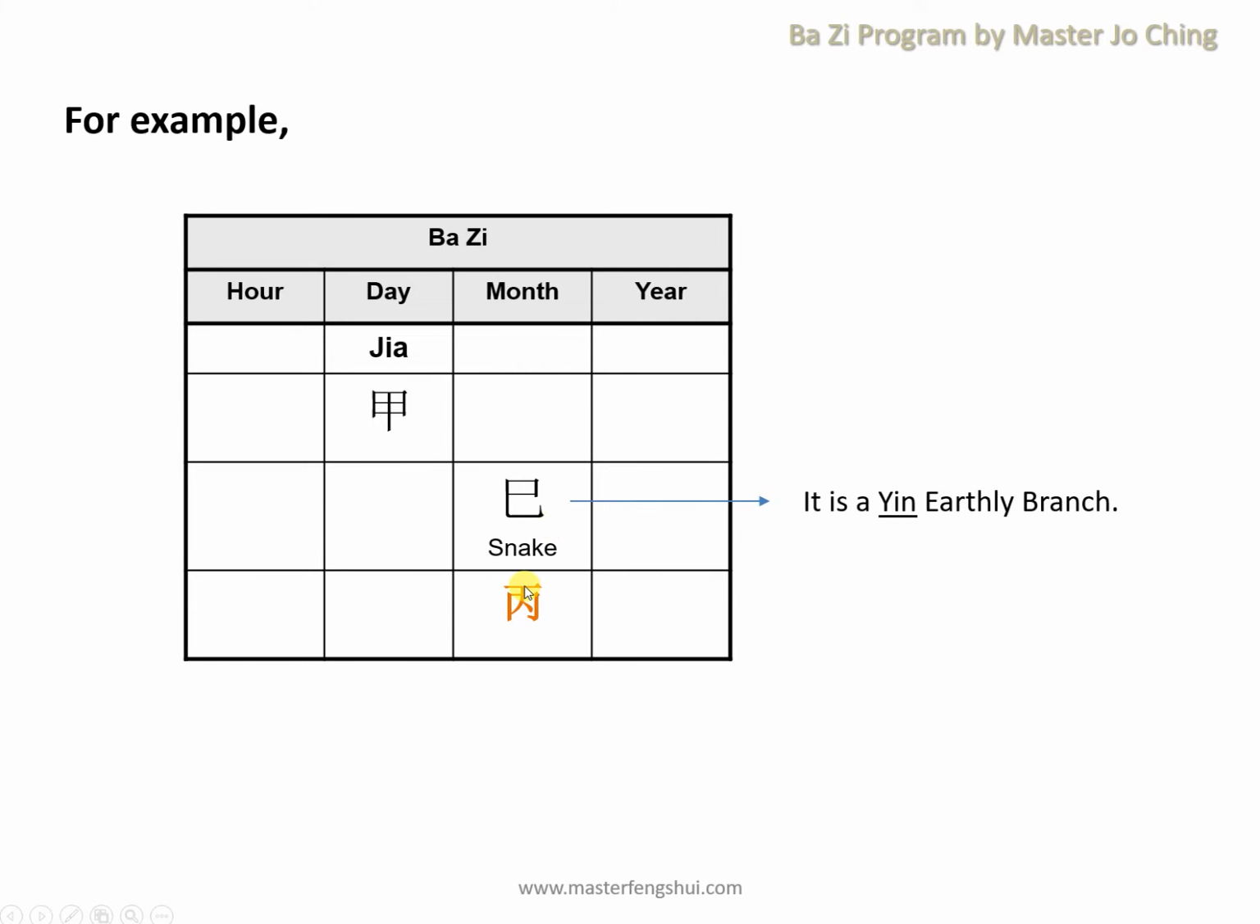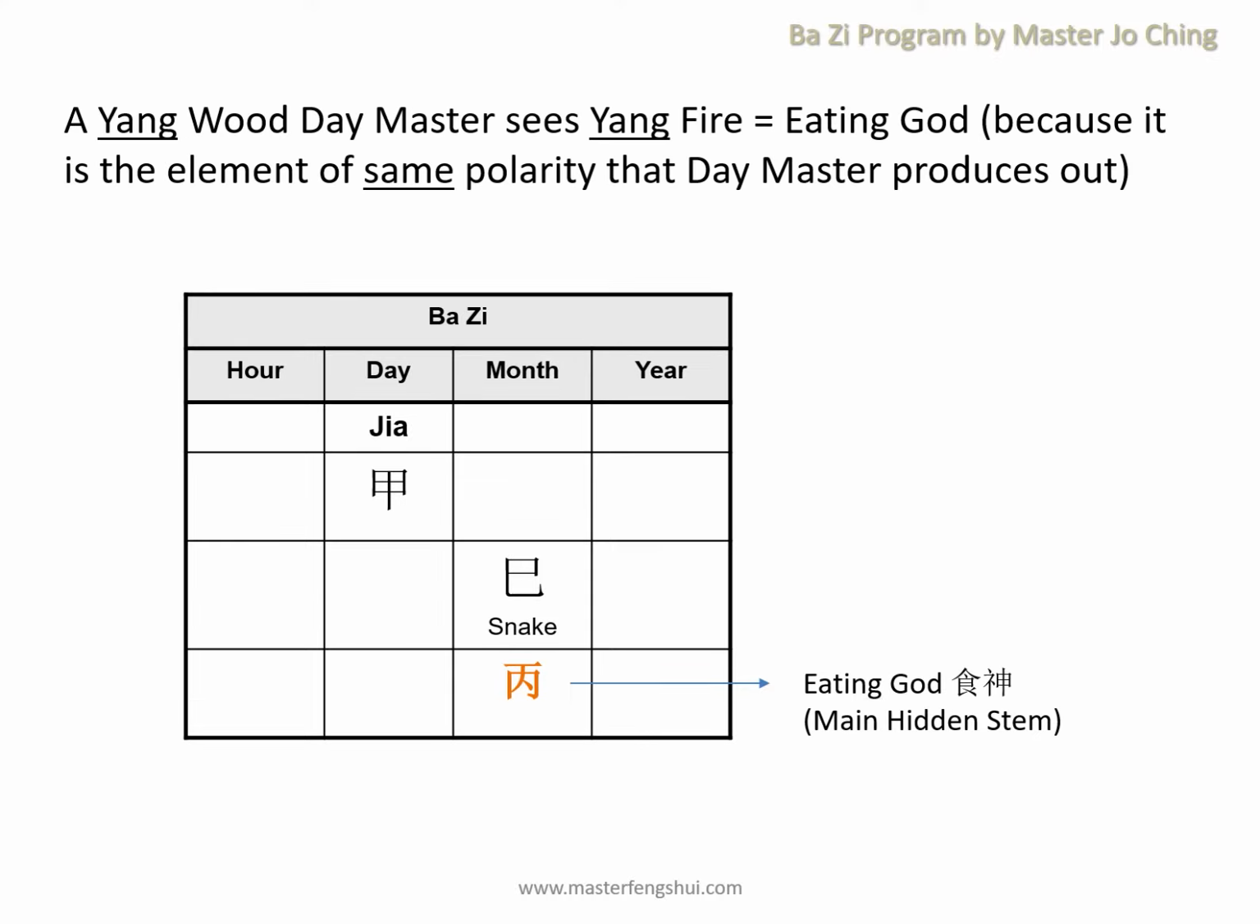Nevertheless, if you refer back to the previous pages, you know that the main qi here is Bing fire, which is number 3 position in the 10 heavenly stems. So it is actually a yang stem. Okay, it's a yang hidden stem. A yang wood day master sees yang fire. When yang sees yang, the way you're going to put the 10 god name is known as the eating god.